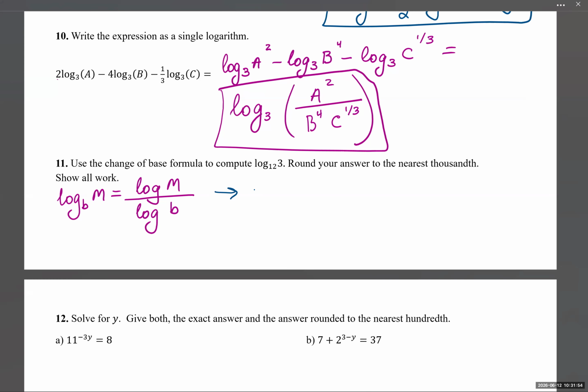So base 10 or base e is what makes sense here. So now our numbers, log base 12 of 3 would be log base 10 of 3 divided by log base 10 of 12. And if you put it into a calculator, that's 0.442.